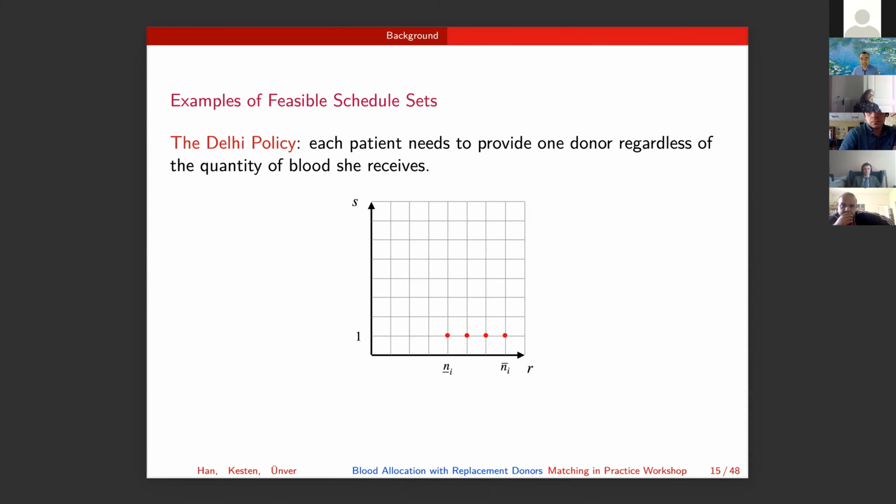All right, so this is the Delhi policy that I mentioned before. Each patient needs to provide 1 donor regardless of the quantity of blood she receives. Okay, so 1 is the upper limit of donation. Of course, 0-0 is always here. Okay, so from the NI lower bar to the NI upper bar, you can get all these units. In this case, 4, 5, 6, or 7 units.